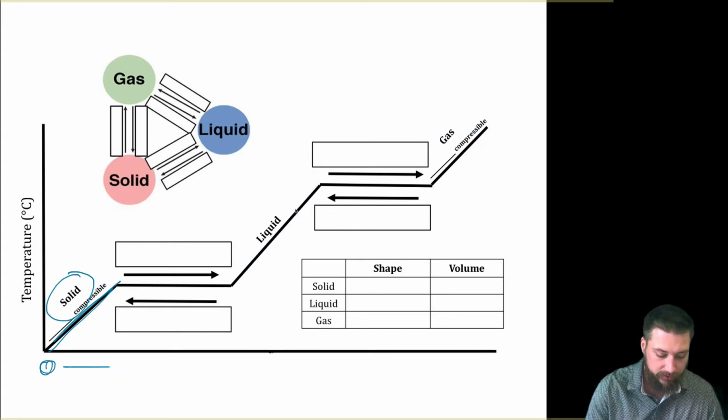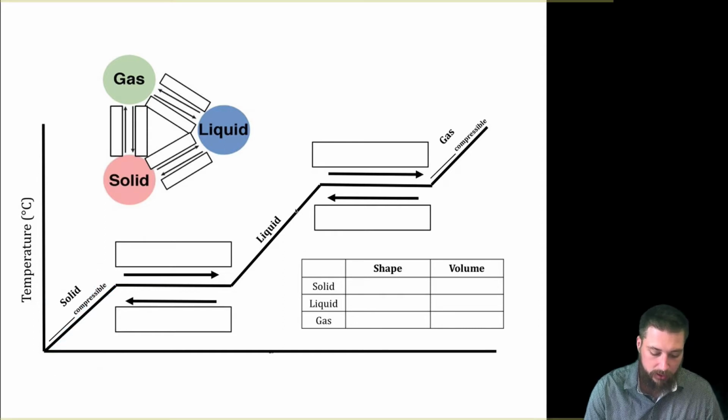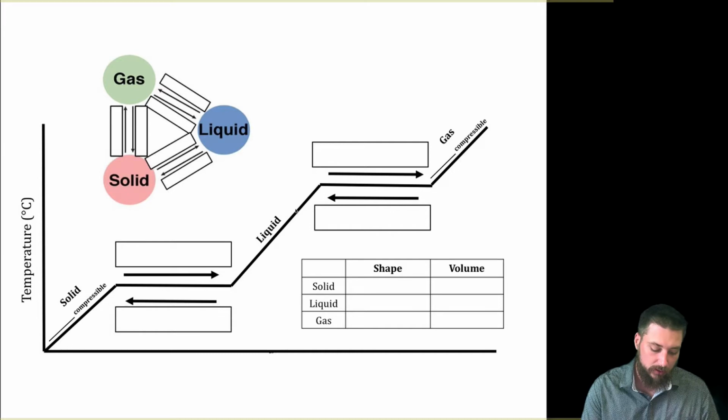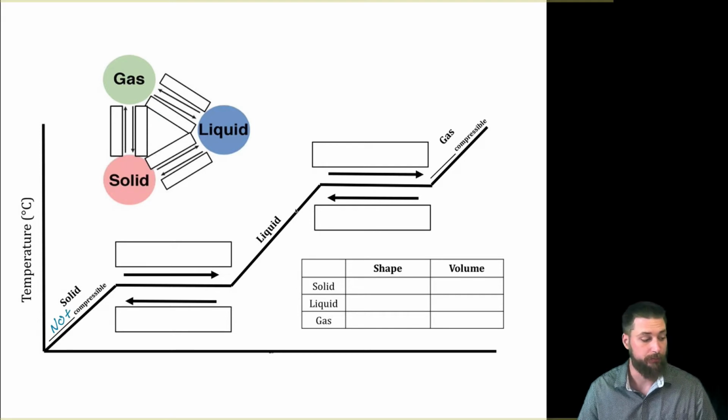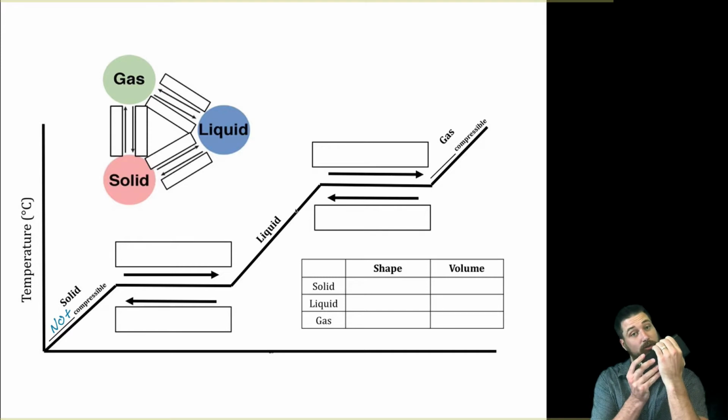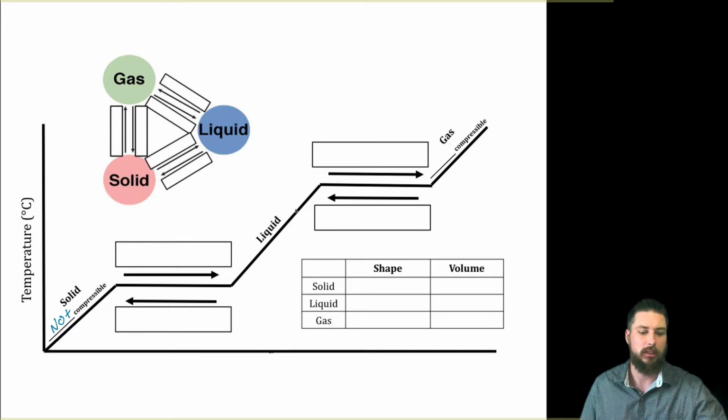Now let's go ahead and talk about the different parts of this graph that we need to fill in. We want to talk about the compressibility of the different states of matter. And so again, we're going to focus on solid, liquid, and gas. And so solids are not compressible. They're not compressible. For example, I've got this calculator here. It is a solid, and I can try to compress it, but it's not compressible.